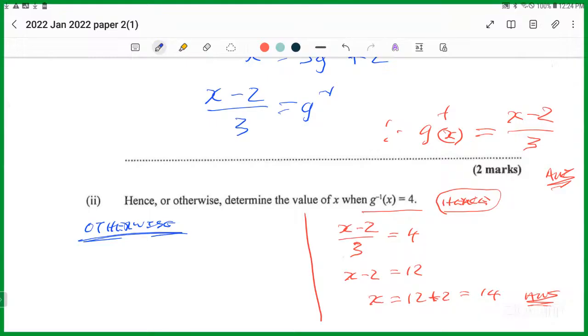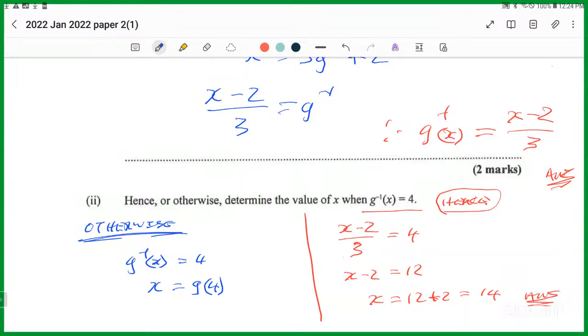we could say, okay, watch this now, guys. g to the minus 1 of x equals 4. What does that mean? It means that the x right here is equal to g of 4. I could transpose the g and put it on the 4. And so the x is g of 4. That's something we're going to deal with in tomorrow's class. I'm just showing you something now.